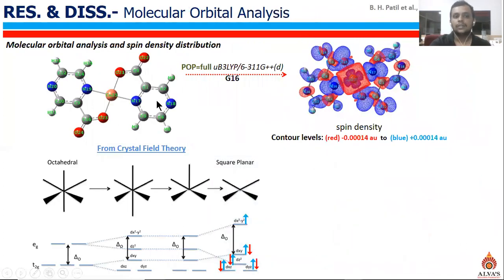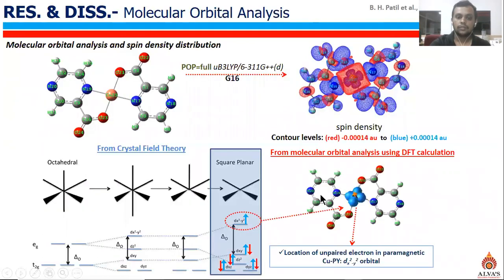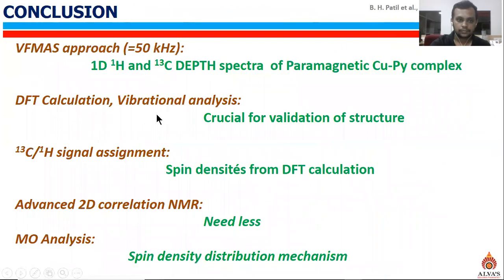Then the molecular orbital analysis has been done by giving the command pop equals full. Hence, from crystal field theory, the unpaired electron will be in the dx square minus y square orbital. For our calculations, the location of the unpaired electron in the paramagnetic Cu pair will be the dx square minus y square orbital.